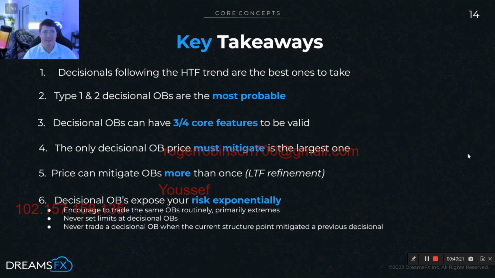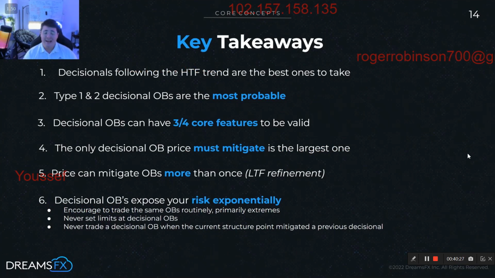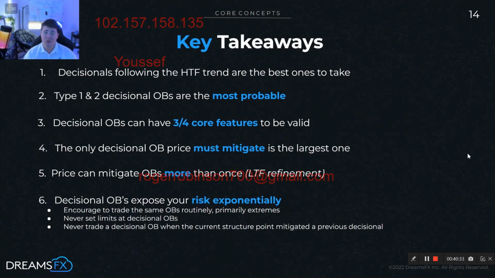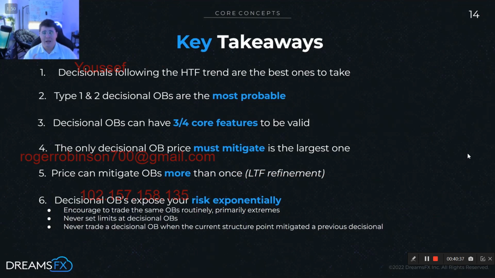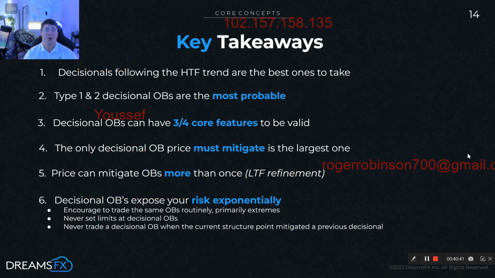The last thing, and more advanced. But if you identify a decisional order block in a bullish and a bearish range, you never want to take a decisional order block where the current structural point mitigated a previous decisional. Example, if you're in bullish structure, you have a higher low and you have a higher high. You've identified your extreme, you've identified your decisional. Great, that is the first step.